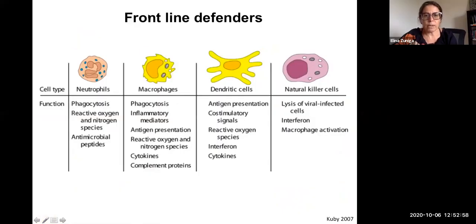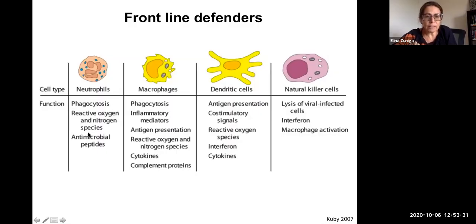Okay, so this is here again the innate cells that we will focus most on today. As I said, the eosinophils, basophils, and mast cells will be covered in later lectures, but in this lecture today, and mostly in the next lecture, we will focus on these cells. And so, as we said, the neutrophils are phagocytic cells.